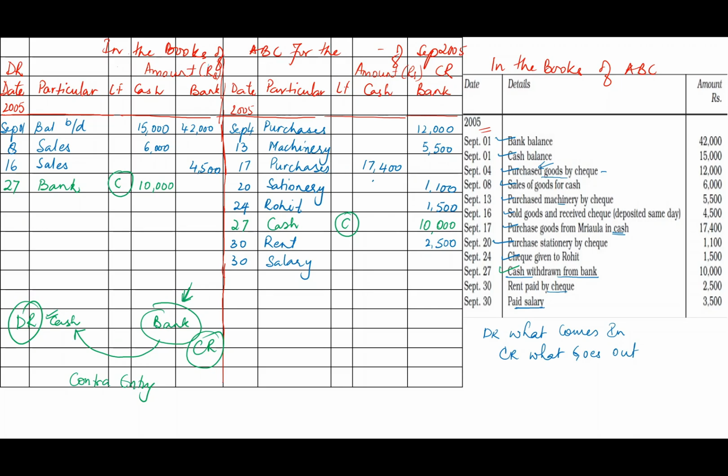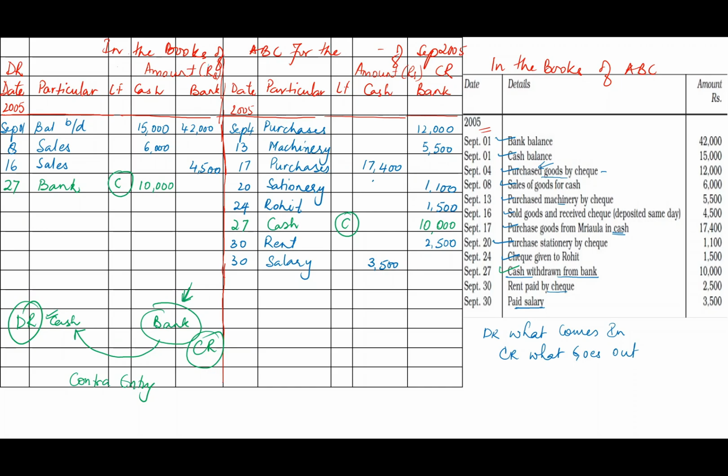Now the second point to be noted: it says salary paid, but he has not told cash or check. So when they don't mention whether it is cash or check, you should always take it as cash. If it is check, they would specify. Otherwise, you take it as cash. So salary is 3,500, 3,500.